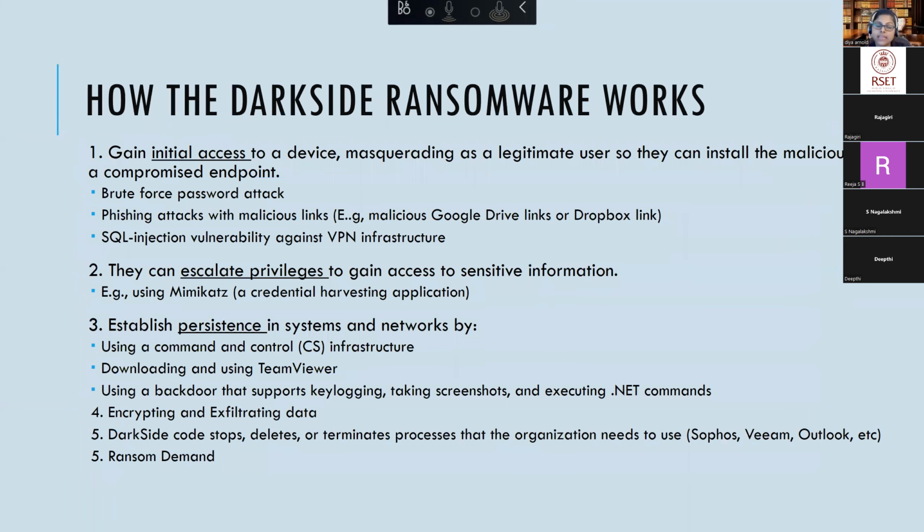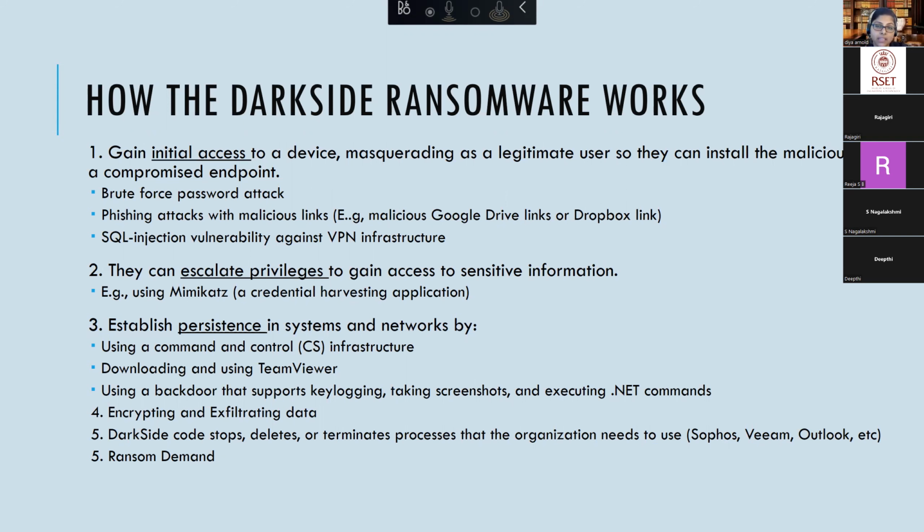So as I said, the DARKSIDE ransomware group was behind this attack. What they did is they first gained initial access, as I said, through the VPN password of one of the employees in the Colonial Pipeline network. And then, as I said earlier, they might have used a brute force attack or phishing attack, or they might have used a SQL injection vulnerability related to the VPN infrastructure.